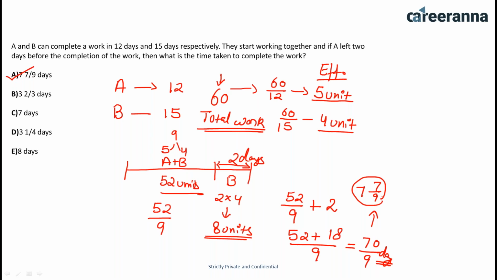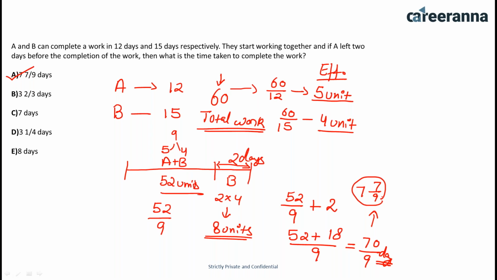Now, to make this approach very easy, it is very simple. You just have to take an LCM or any common multiple number to assume the total work. Then you have to calculate the efficiency. You can calculate the efficiency by dividing the LCM by the days. Once you divide the LCM by the days, you will get the efficiency for both of them. After that, according to the question, you apply the statements and the question is going to be completed. So this is the simple approach for time and work when you are solving these types of questions.